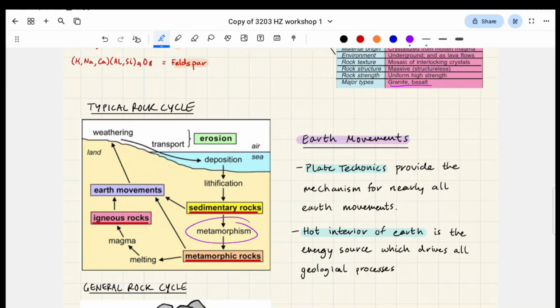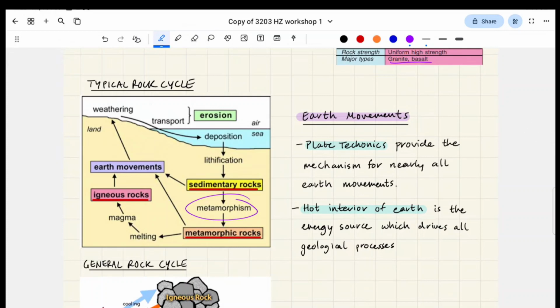So sandstone can get metamorphosized as well. That one goes to quartzite. So that's a metamorphic version of sandstone. There's a bunch of these to remember. A lot of the first half of this course is rote memory. But yeah.